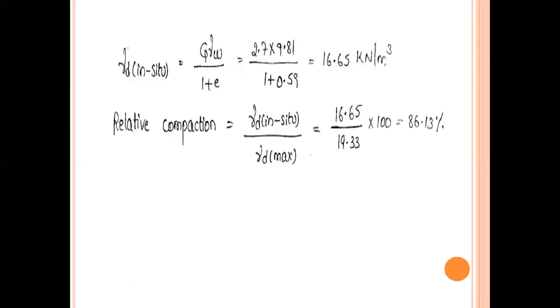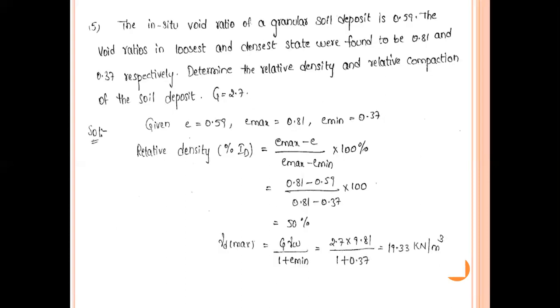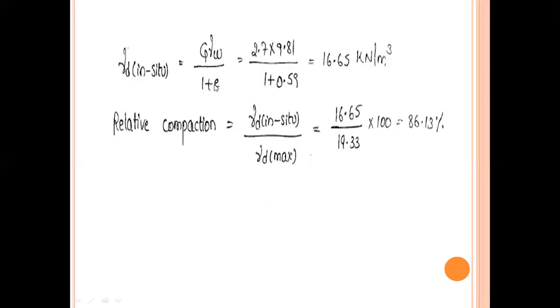Next one, gamma D in situ equals G gamma W by 1 plus E, where E in situ is the void ratio, here 0.59. So gamma W into G divided by 1 plus E. The G value is 2.7 multiplied by gamma W 9.81, divided by 1 plus 0.59, the in situ void ratio. It equals 16.65 kilonewton per cubic meter. It is the dry density in situ.